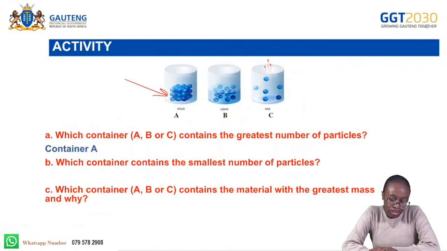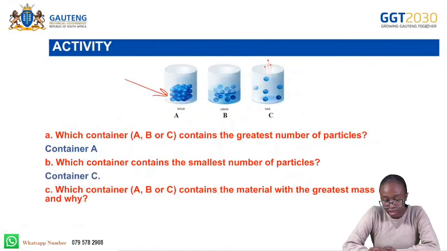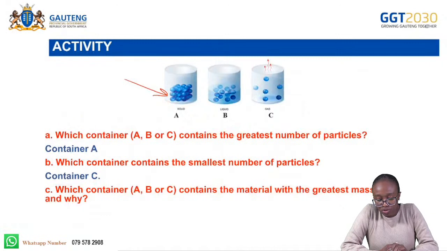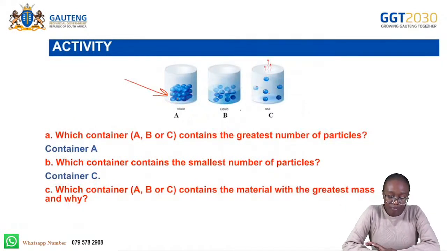And which container has the smallest number of particles? It is container C. Just by looking or by counting, you can tell that container C has 1, 2, 3, 4, 5, 6 particles, whereas B and A have more.